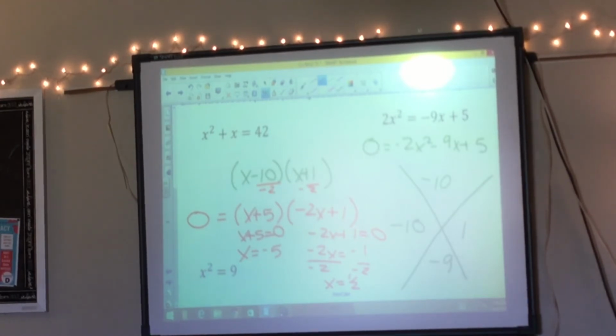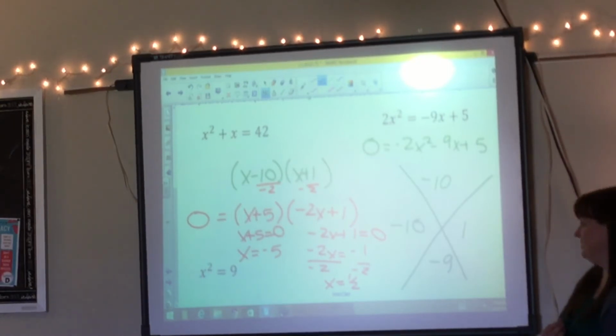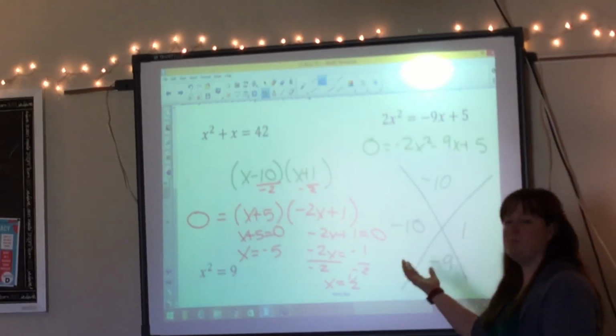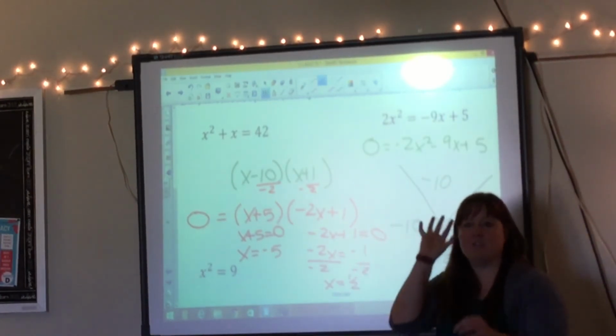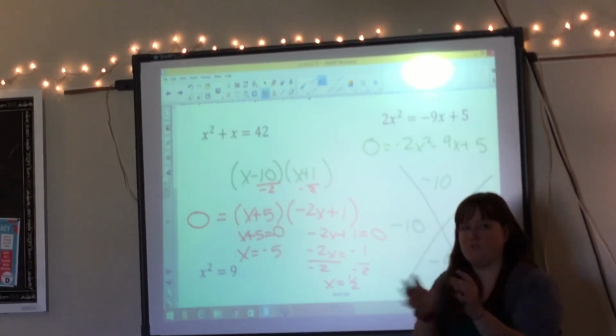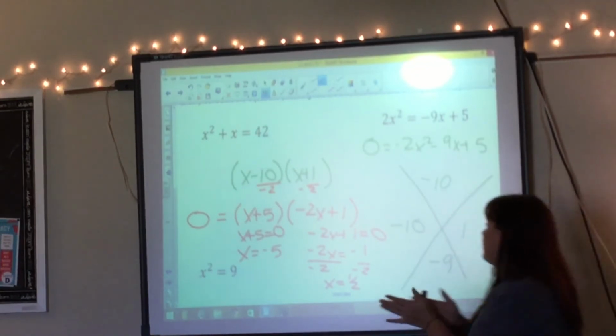Yes? Kind of? Somewhere in the middle, like a 2? So if it was already written in intercept form, you could just look at it and you could say either this one has to equal 0 or this one has to equal 0, and you could find the two zeros of your function just like that. Let's try one more.